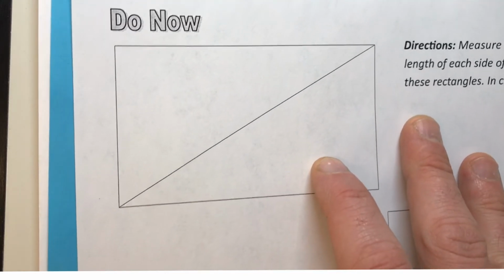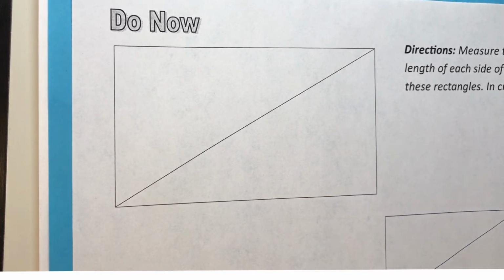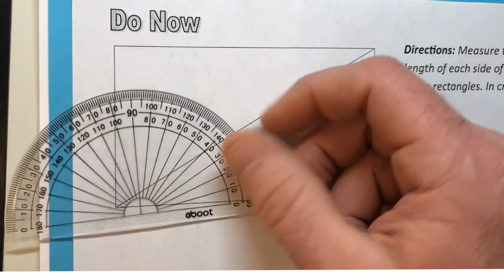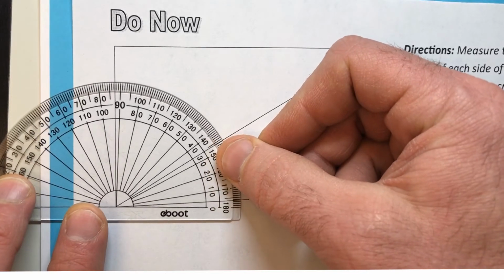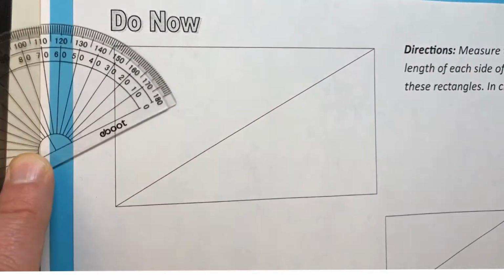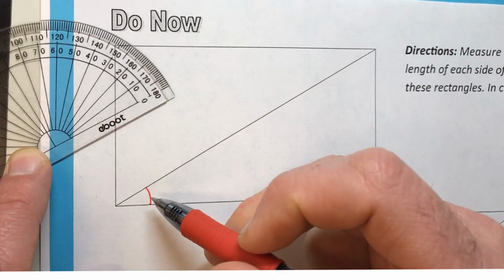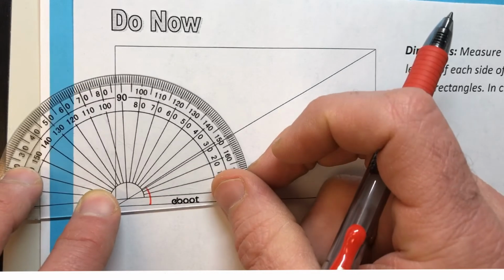Okay, so looking at our do now, we'll measure the sides in just a second, but let's first of all, since you have these protractors, let's measure this angle and see how big this angle is real quick. So let's measure this angle right here.